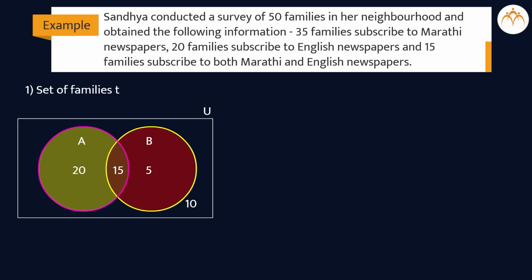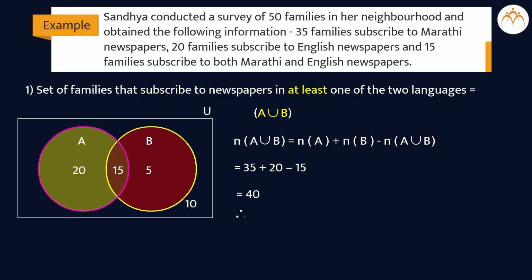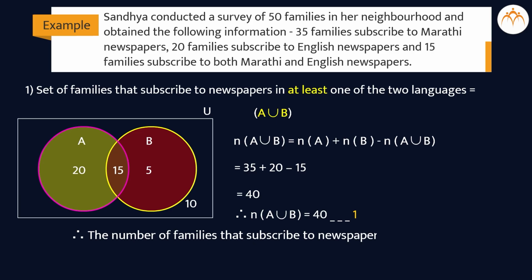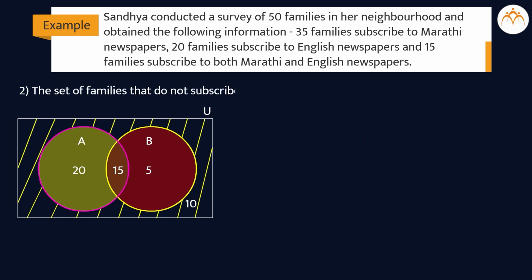Now, the set of families that subscribe to newspapers in at least one of the two languages is the set A union B. Therefore, number of elements in set A union B is equal to n(A) plus n(B) minus n(A intersection B) equal to 35 plus 20 minus 15 equal to 40. Therefore, n(A union B) equal to 40, equation 1. Therefore, the number of families that subscribe to newspapers in at least one of the two languages, Marathi or English, is 40.